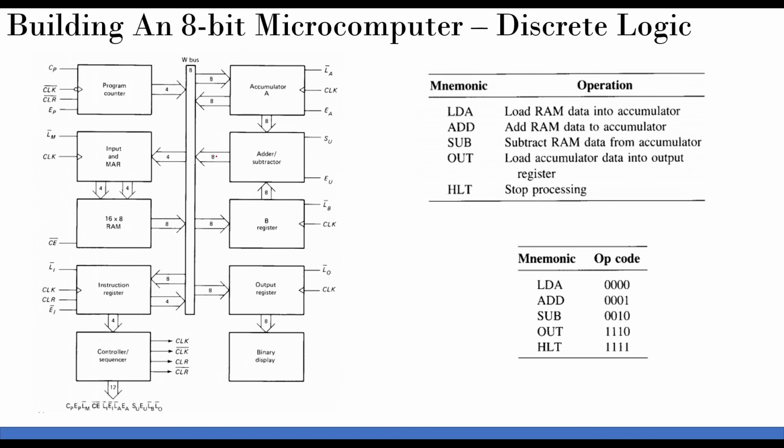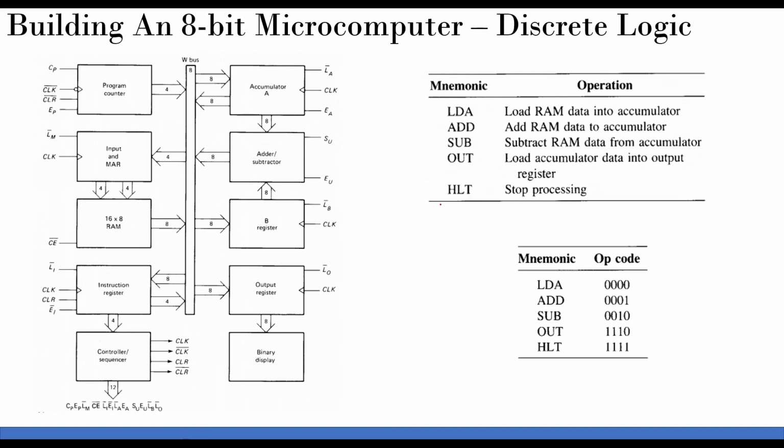SUB is also the same. Subtract the RAM data given by the address location from the accumulator content. So that's the meaning. OUT means you output the accumulator data to the output register. Whatever is there in the accumulator, you can put it to the output registers for display. Whatever is coming to the output register will immediately get displayed. That's the meaning of it.